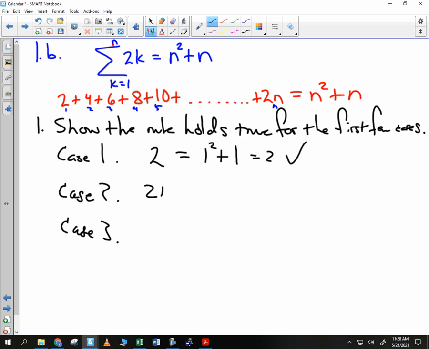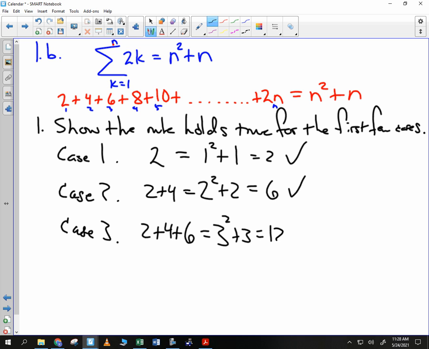For case 2, I'm going to add the first 2 terms. So you should have 2 plus 4. What do we plug in for n? We plug in 2. We're at case 2. So 2 squared plus 2. And that's total 6. And then move on to the third one. 2 plus 4 plus 6. I have those first 3 terms. What do I plug in for n? You plug in that 3 because you just did 3 terms. And you can see you get 12, and that works all the way across. Are you able to do those? Good.